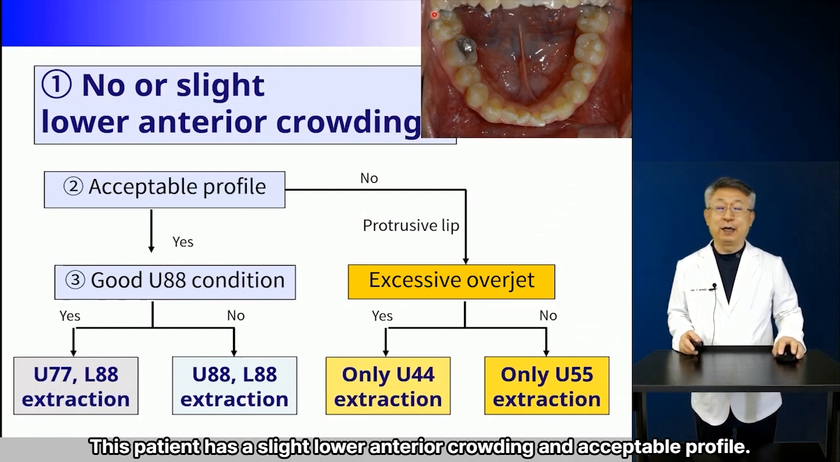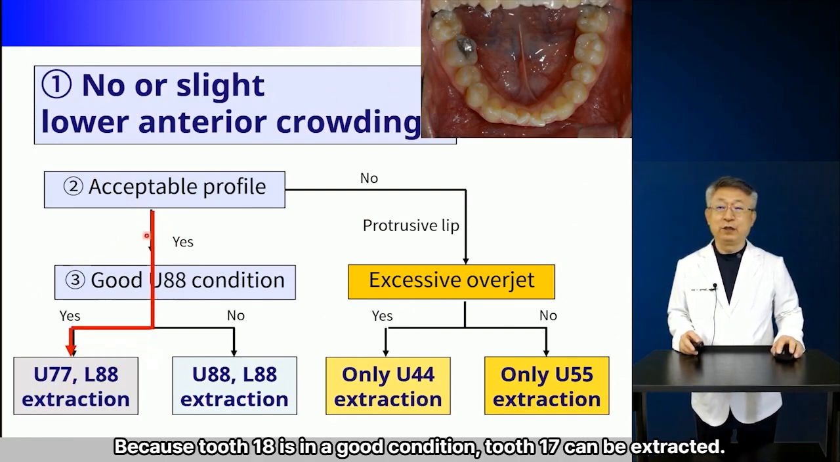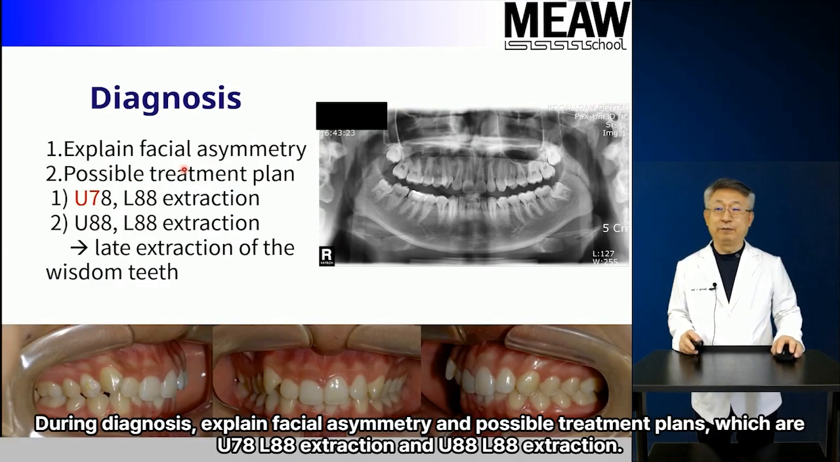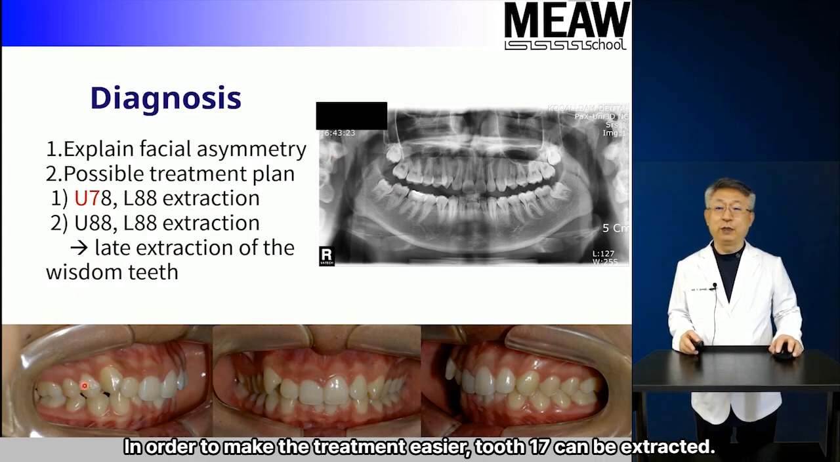This patient has a slight lower anterior crowding and acceptable profile. Because tooth 18 is in a good condition, tooth 17 can be extracted. During diagnosis, explain facial asymmetry and possible treatment plans, which are U78 L88 extraction and U88 L88 extraction. In order to make the treatment easier, tooth 17 can be extracted.